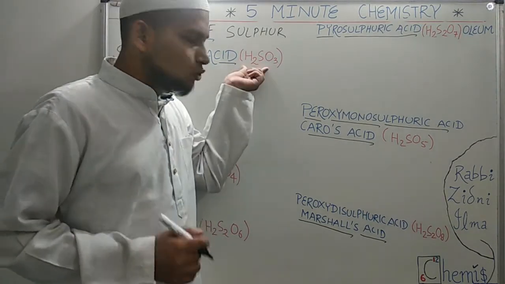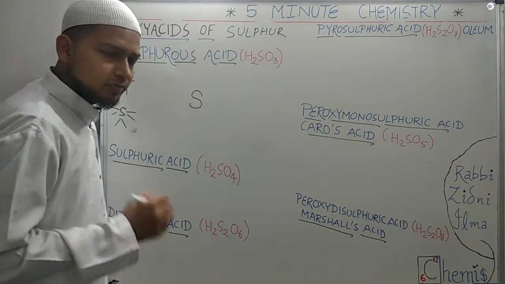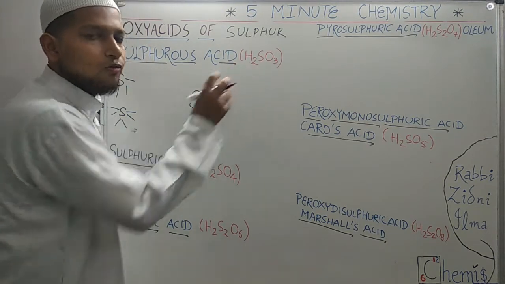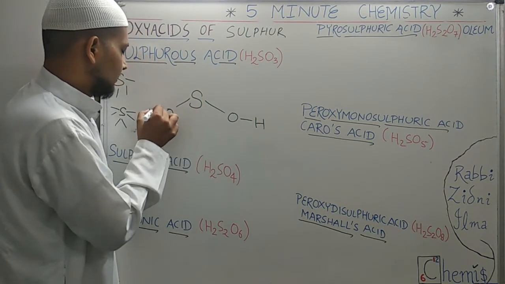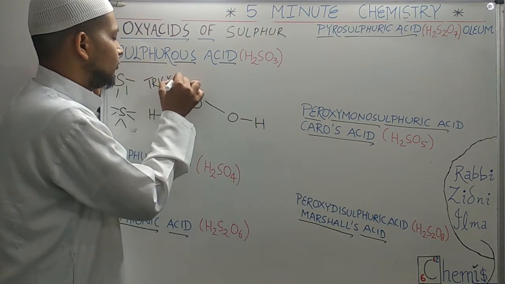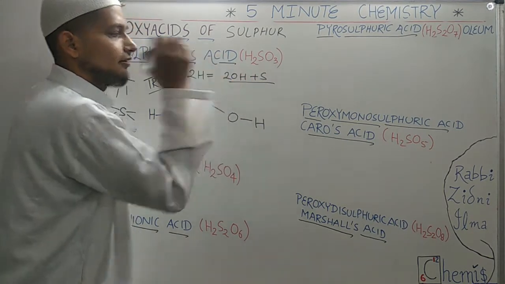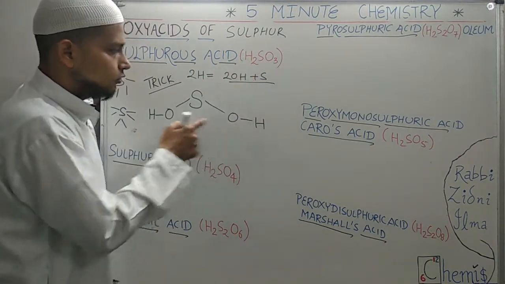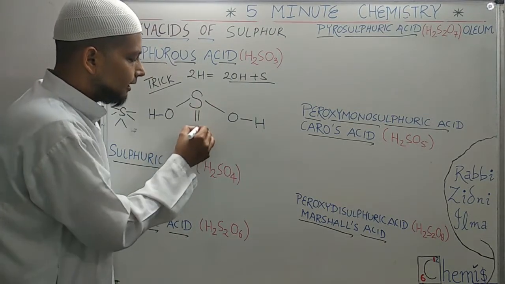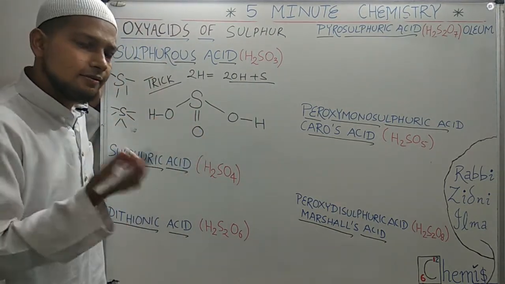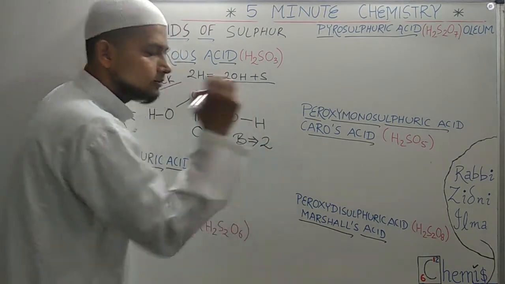Now if you want to sketch H2SO3, that is sulfurous acid, first of all sulfur will be our central atom. Number of hydrogen are 2, so we will attach 2 OH. The basic key of drawing the structure is, it is our basic trick. If you have 2 hydrogen, then you will attach 2 OH with the sulfur. So we have 2 hydrogen, 2 OH. Now 1 oxygen is left. The leftover oxygen is attached by a double bond and your structure is ready. Look here, it has 2 OH group, therefore the basicity will be 2.